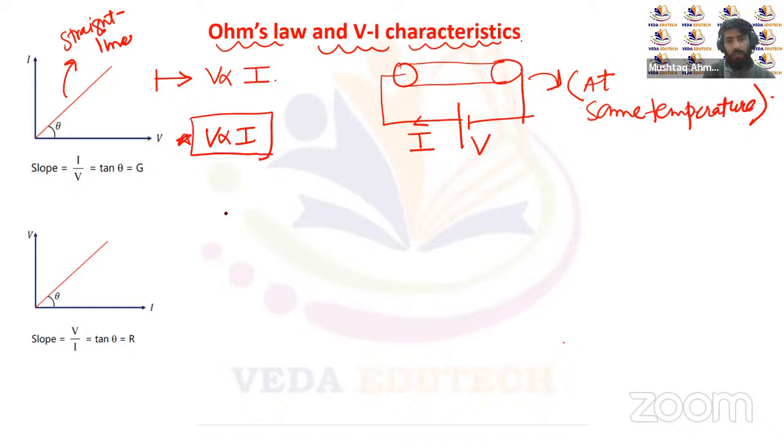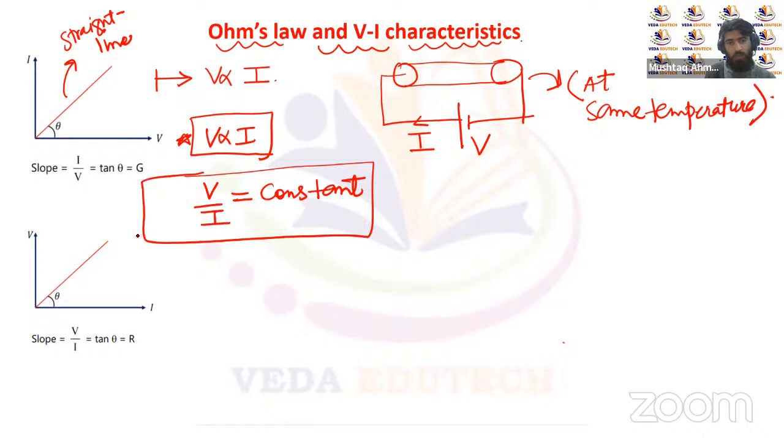So at the same temperature, V is proportional to I, or we can say that the V by I ratio is a constant. We can replace the proportionality with a constant, and he observed that the ratio V by I is a constant. This constant is nothing but the slope of the VI characteristics, or the VI graph, right?